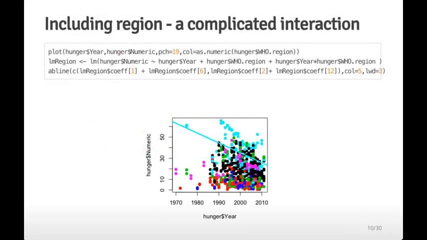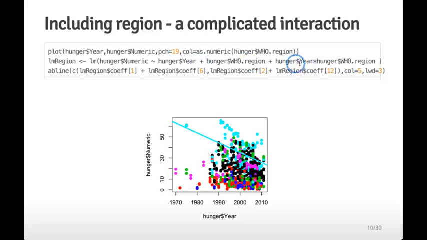So if we include region, we actually get quite a complicated interaction. You can imagine a linear model that relates the outcome variable, on the left-hand side of the tilde, the percent that are hungry, to the right-hand side of the tilde, the variables in the model: the year plus the region plus maybe an interaction between year and region.